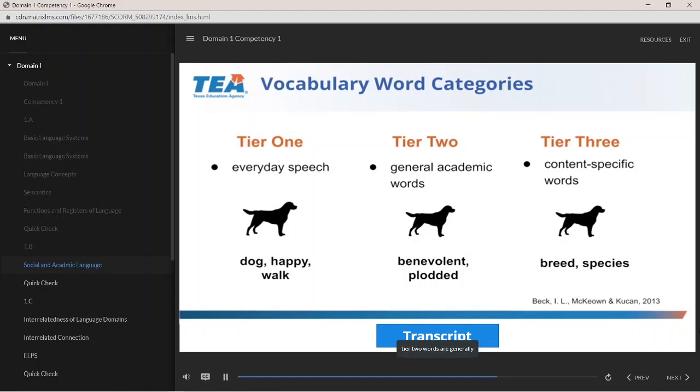Tier two words are generally academic words based on grade level standards and often appear in written text rather than in speech. Examples may include words like benevolent and plotted. Becoming familiar with the meaning of these words will help English learners comprehend text in all context areas. Tier three words are content-specific words, such as in science, the words breed and species. These words are considered key to developing cognitive academic language proficiency.